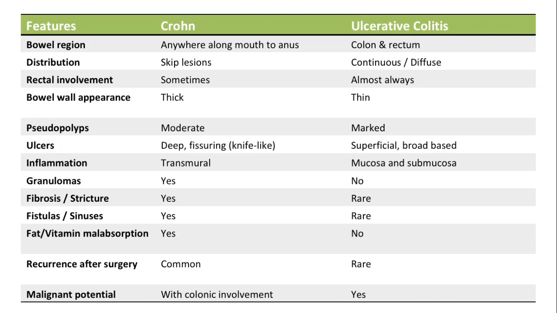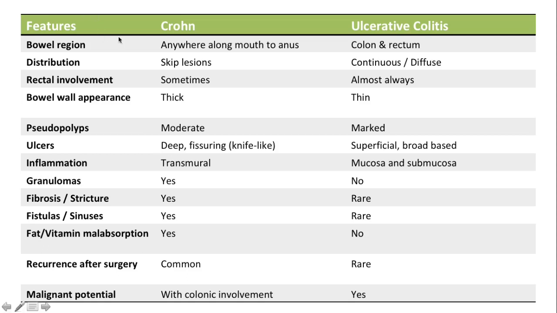Between the two entities, there are some features that would point towards Crohn's and some features that would point towards ulcerative colitis. So this is the list of features here. For example, the bowel regions involved, the distribution, whether or not the rectum is involved, bowel wall appearance, etc. So let's go through them one by one.